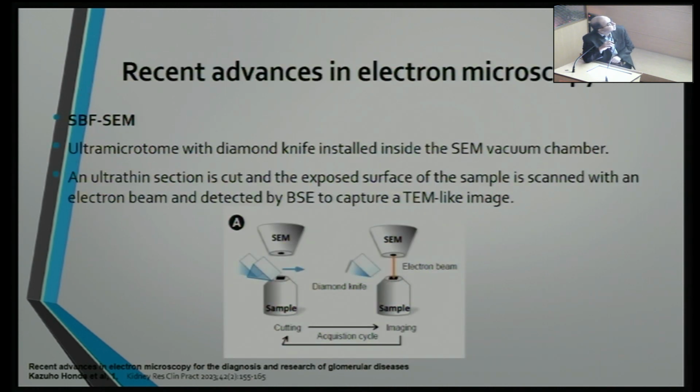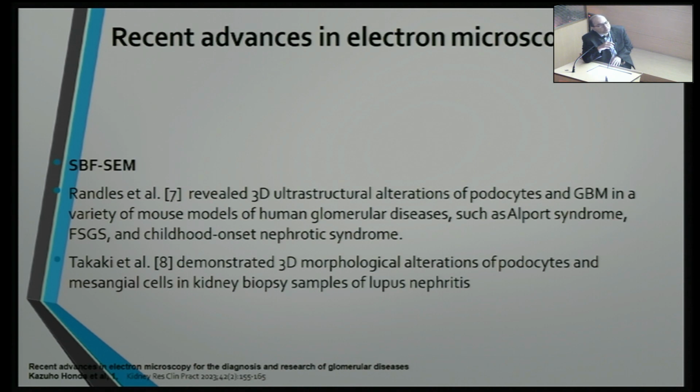So what is serial block face SEM? In serial block face SEM, the ultramicrotome is usually installed inside the vacuum chamber of the electron microscope. This ultramicrotome will do sectioning, followed by the acquisition or imaging. This will again be followed by sectioning and imaging. So this cycle will continue. And these serial sections and serial images then undergo automatic 3D reconstruction, and the 3D reconstructed image is provided by the software.